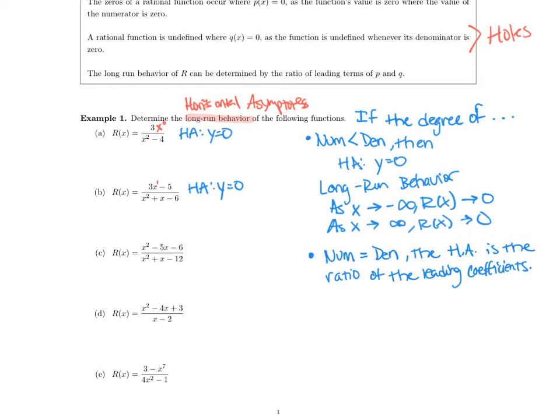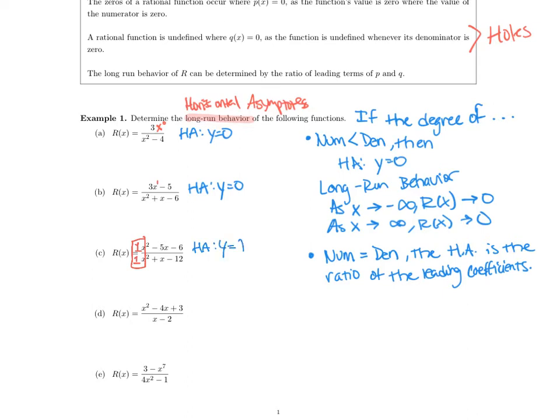Now that may sound like a lot: it's the ratio of the leading coefficients. What does that mean? Well, if we take a look at example C, we have an x squared up here and an x squared down here, so both the degrees are the same. If I take a look at their leading coefficients, or just the numbers farthest out in front, we have an invisible 1 here and an invisible 1 here. So the ratio is 1 over 1, and we can say that the horizontal asymptote here is y equals 1.